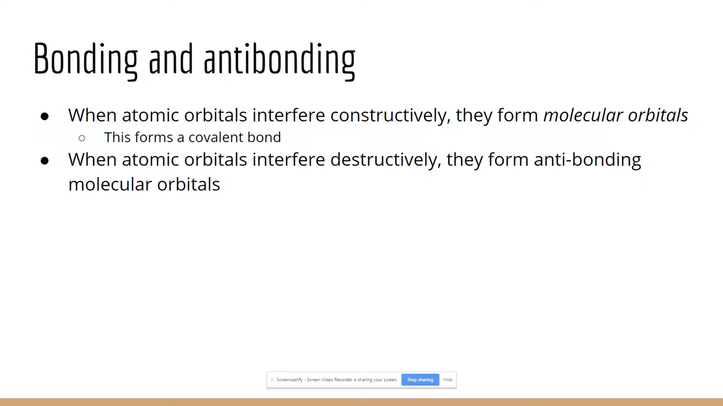When you have orbitals that are interfering constructively, they're going to form molecular orbitals. Those are the electrons that go into covalent bonds. But when atomic orbitals interfere destructively, they form what are called anti-bonding molecular orbitals, which really means that they make it such that an atom cannot bond. I'm going to show you some diagrams of this in class with something called molecular orbital theory. It's not on the AP exam, but it puts this in a way that's very visually appealing. I will show that in class. You don't need to have it in your notes.